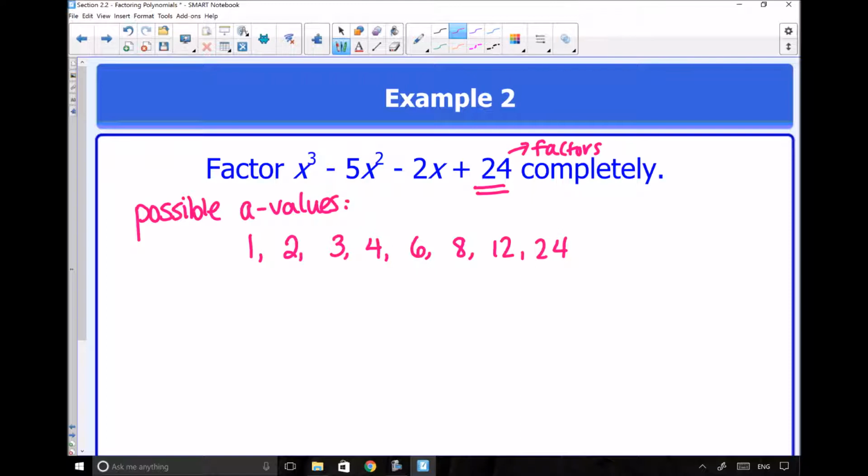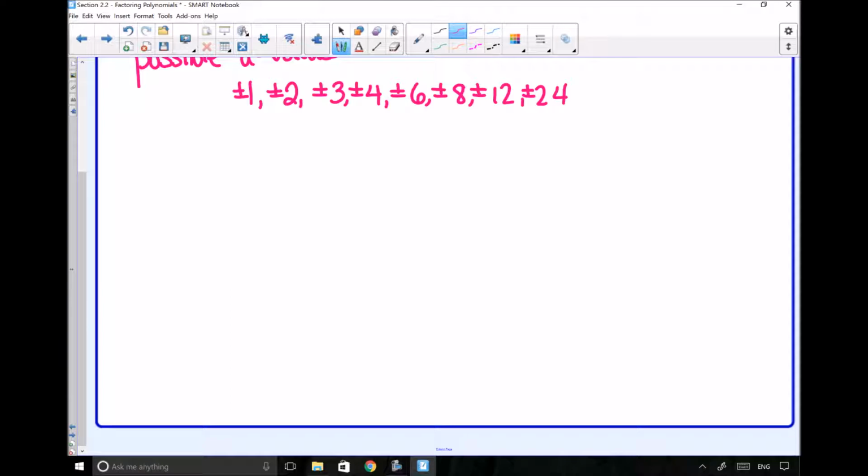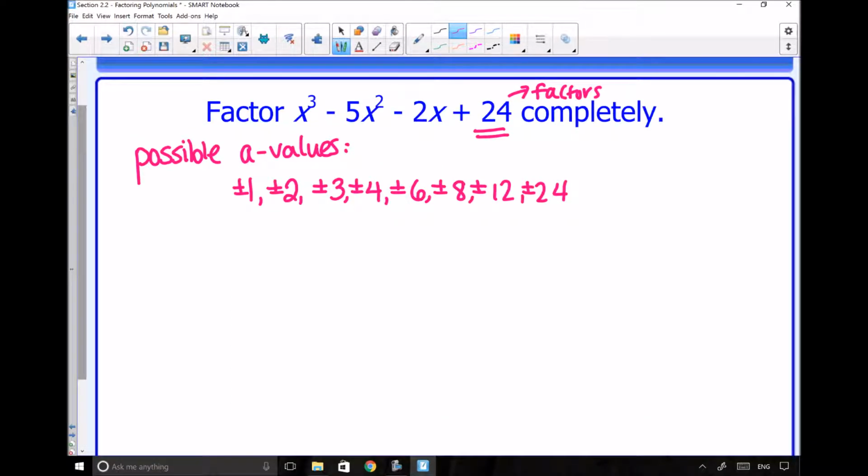However, 1 could be a factor, but negative 1 could also be a factor. 2 could be a factor, or negative 2 could be a factor. So what I'm going to do is say that all of these values are factors using their positive and their negative values right here. So with the number 24, since we have so many factors, it still is going to be a little bit daunting.